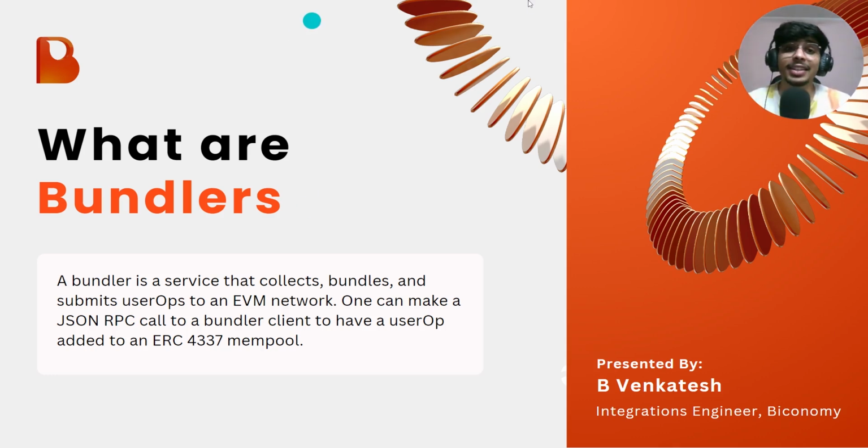So before that, let's first learn what bundlers are. A bundler is basically a service which collects and bundles user ops and sends them to an EVM network. One can make a JSON RPC call to a bundler client and get their user op added to the ERC 4337 mempool. And this is how a bundler works.